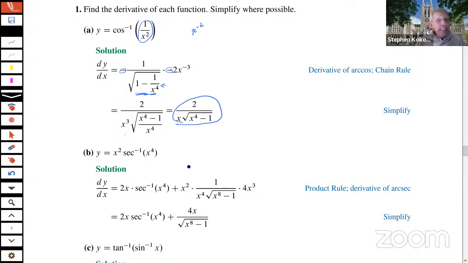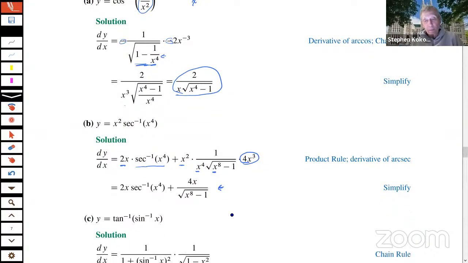X squared times the secant inverse of x to the fourth. I have to use the product rule. Okay, good practice. The derivative of the first one is 2x. Leave the second expression alone, plus the first expression times the derivative of the second one. Well, all right, thinking back to my table here, it's 1 divided by the argument times the square root of the argument squared minus 1, times the derivative of the inner function. And sparing you a little bit of gory detail, I did a little bit of simplification for that one.